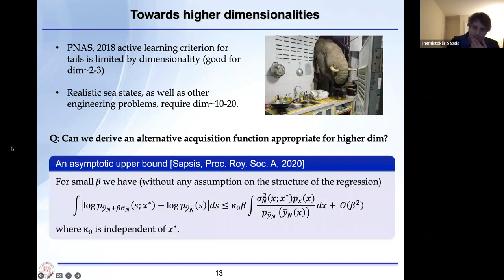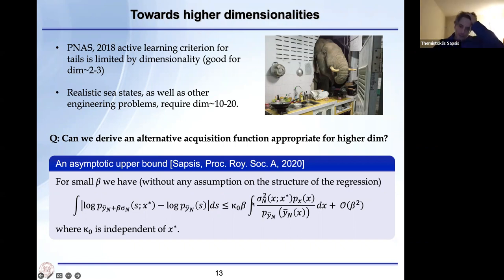So this is a result that came more recently. In fact, it basically says that if you consider this quantity I presented before, and beta is this small parameter based on which you define the perturbed model. So the perturbed model is the mean model plus beta times the standard deviation. If you take beta very, very small, you can prove this asymptotic bound that basically says that the quantity I described, this difference of the logs, can be bounded by the posterior variance, which is a good quantity, easy to compute and optimize, times the density of the input. And that's the key thing now, the new thing. It's divided by the probability density function of the output, right? At the value of the output.